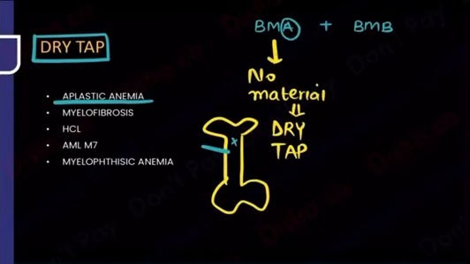Or the bone marrow is doing its work, but it's got a lot of fibrosis. So maybe it's a case of myelofibrosis. Now, myelofibrosis means a mesh. Will your needle be able to go through and will you be able to take material out? No. Your cells are stuck in this mesh. So myelofibrosis will result in a dry tap.